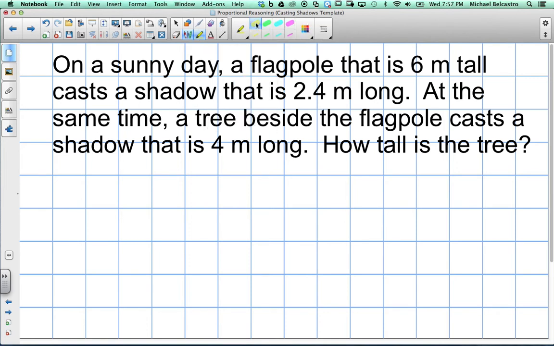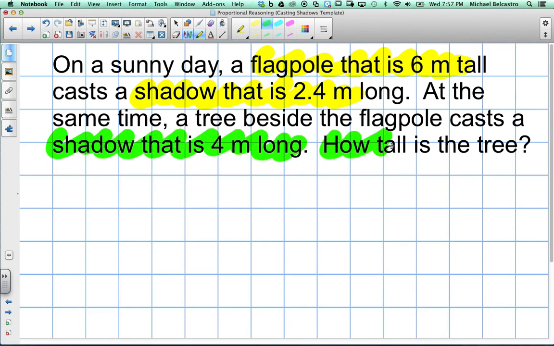Okay, so let's highlight our important stuff. Any info about the flagpole I'm gonna highlight in yellow. On a sunny day, the flagpole is 6 meters tall, and its shadow is 2.4 meters long. At the same time, a tree beside the flagpole casts a shadow. We'll do this tree in green. A shadow that is 4 meters long. How tall is the tree? Okay, so here's our information.